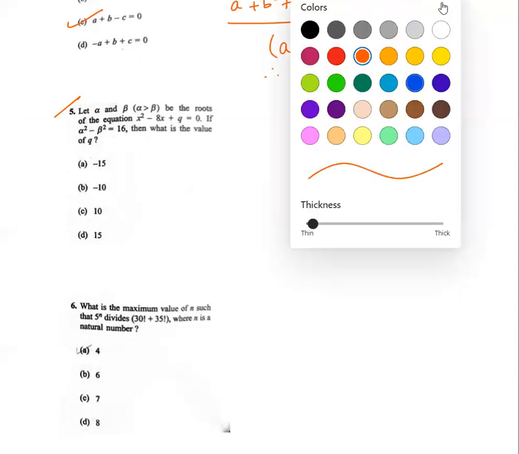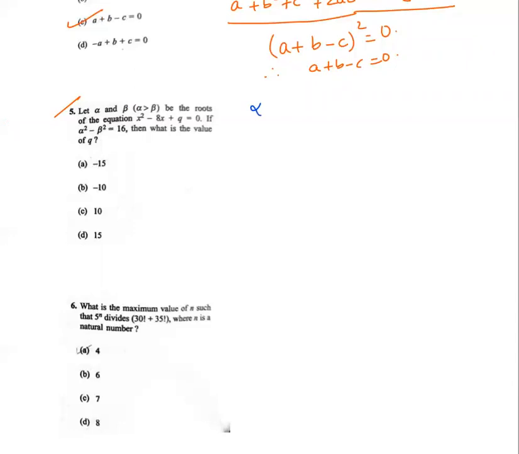From here I can say α + β equals −b/a. So minus of minus 8, this is b, the coefficient of x is b, divided by a. So this is positive 8 divided by a, which is 1. So we got α + β = 8. Next, α times β is equal to how much? We have q.